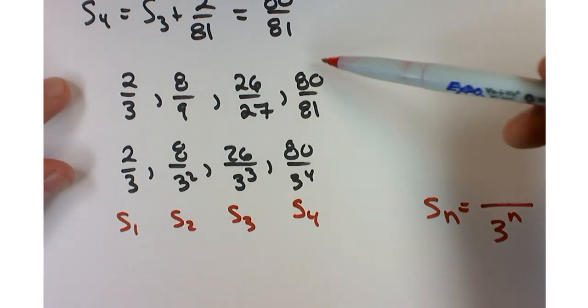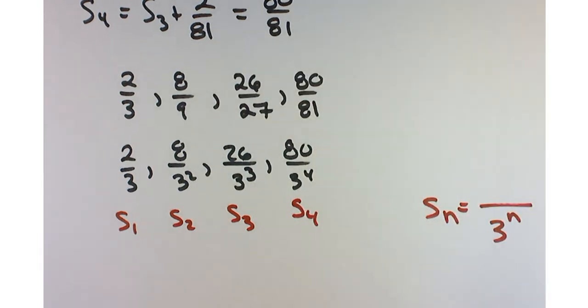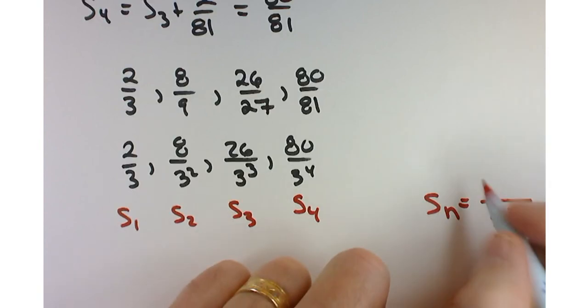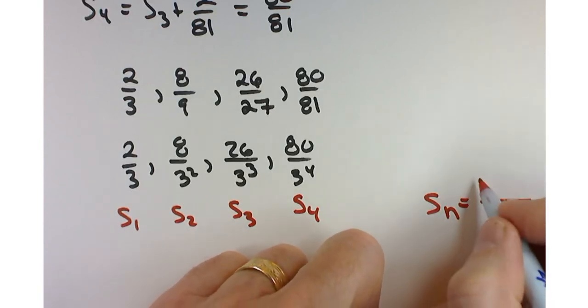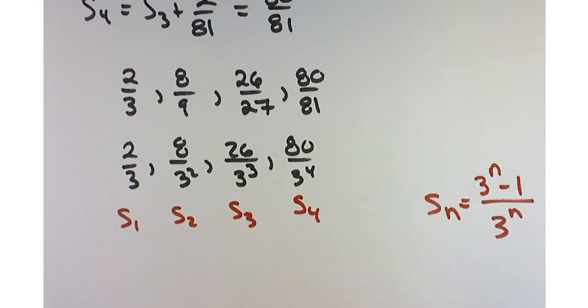Look at the relationship between the numerator and the denominator. It's always one short, right? So how would I write that if it's one short? 3 to the n minus 1. There you go. 3 to the n minus 1.